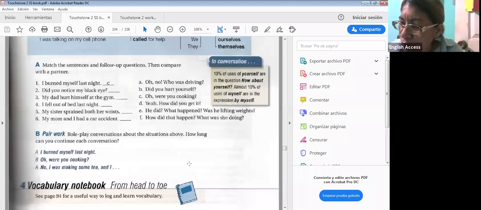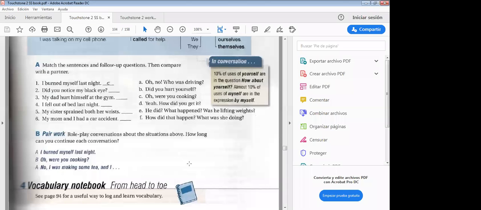My sister sprained both her wrists. How did that happen? What was she doing? She was carrying heavy things. Okay, correct.